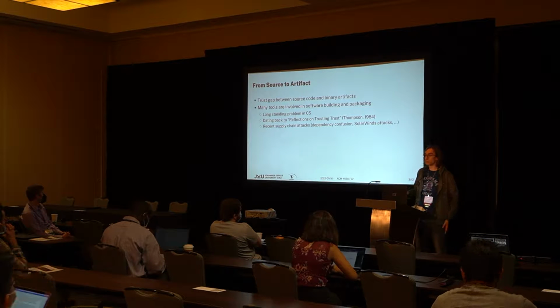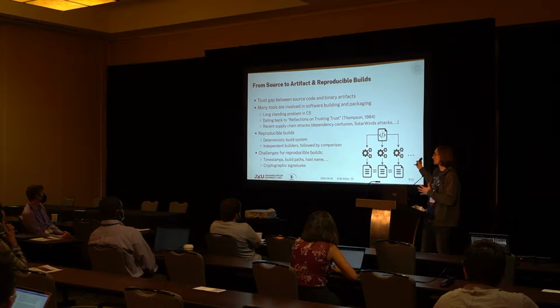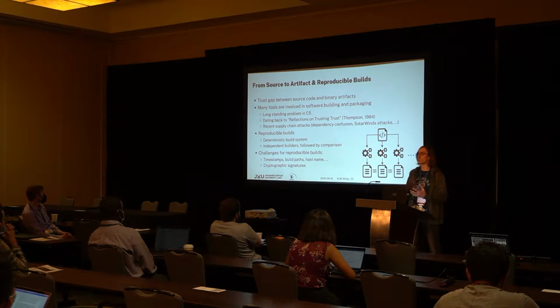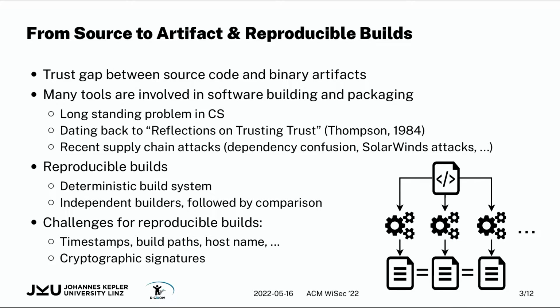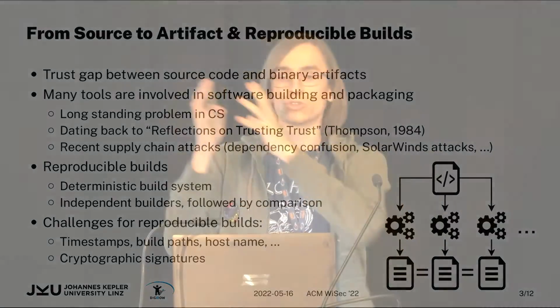How do we tackle that? Well, that's where reproducible builds come in. Reproducible builds are essentially a two-step process. First, you need a deterministic build system as a prerequisite. This deterministic build system essentially turns the build process into a mathematical function. For a fixed input, you perform the build process and you arrive at a fixed output. And as long as you don't change the input, it should never change the output.